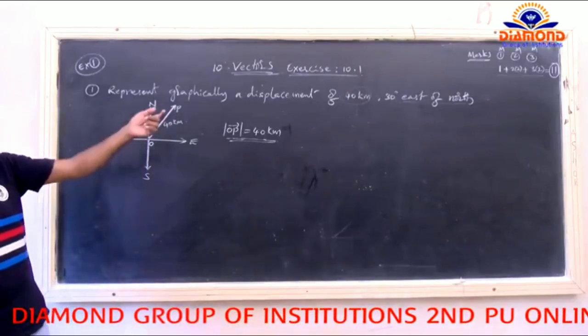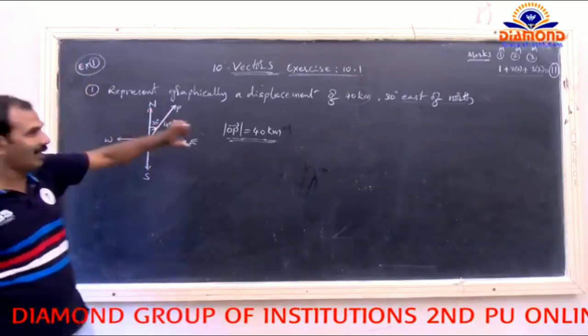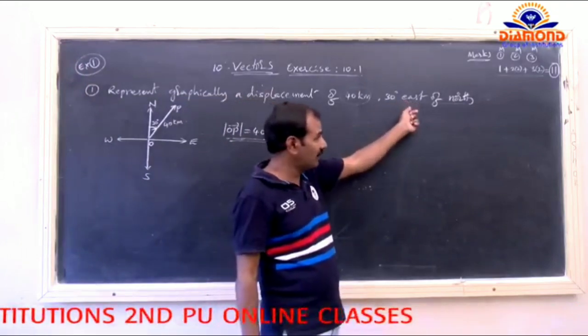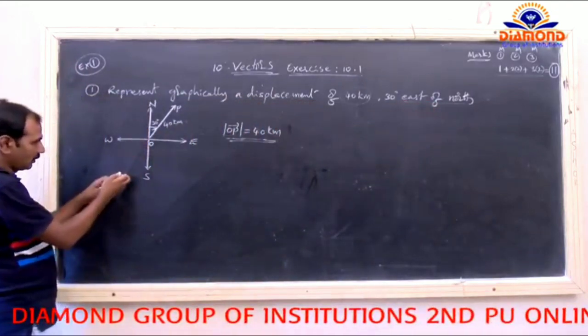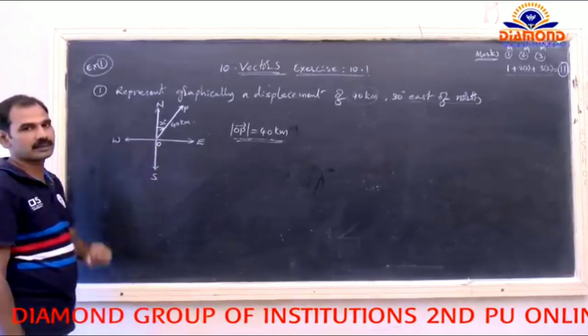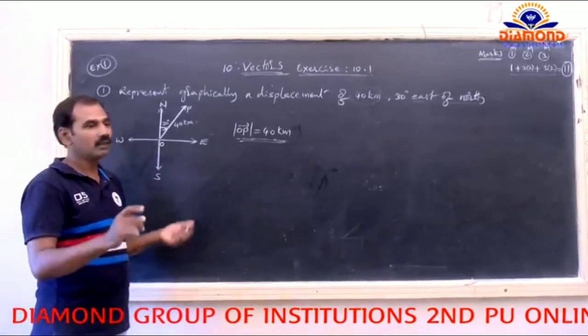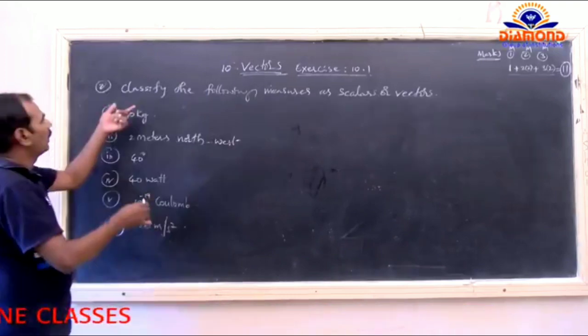Okay. Example problem number 1, same but west of south. West of south means this side. Here. West of south. Like this.